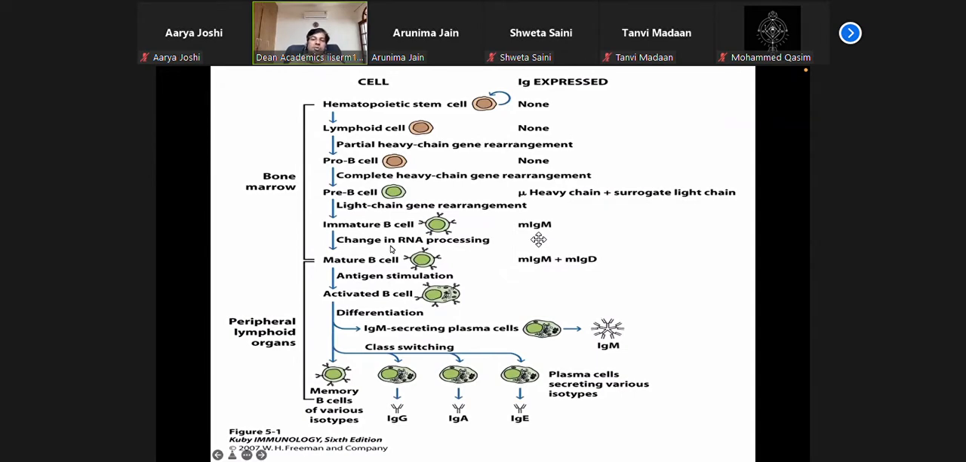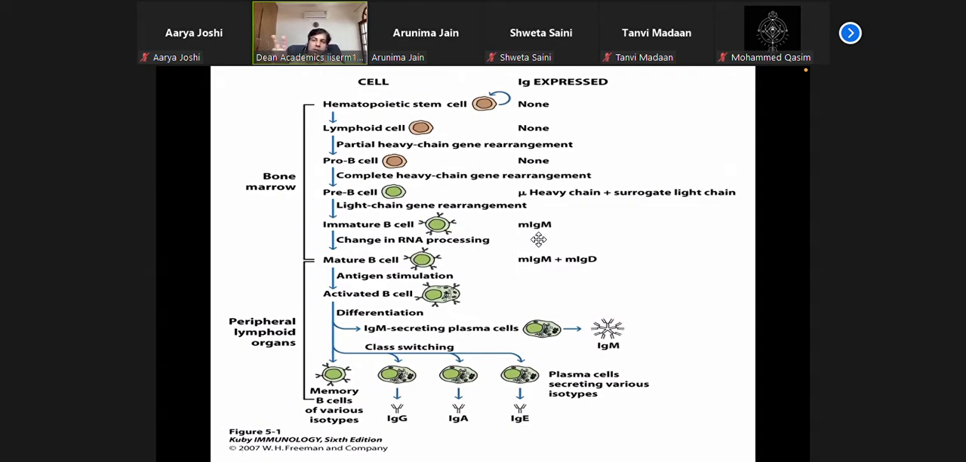After this, you follow this process that we call RNA splicing, or alternative splicing. This leads to the formation of another antibody isotype, again membrane-bound. You already had the membrane IgM, but through this process of RNA processing, you generate membrane-bound immunoglobulin D.